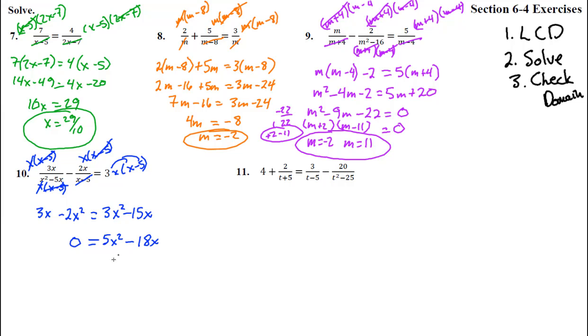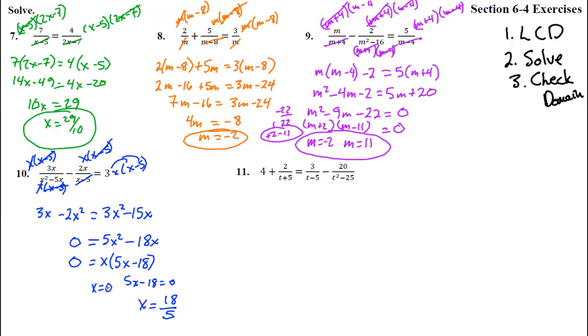Now factor it. So we pull an x out of here, and we get x times 5x minus 18 equals 0. So we get 2 answers. x equals 0 and 5x minus 18 equals 0, which gives us x equals add 18 over, divide by 5. x equals 0 and x equals 18/5.